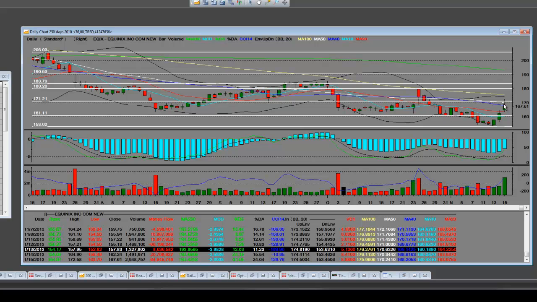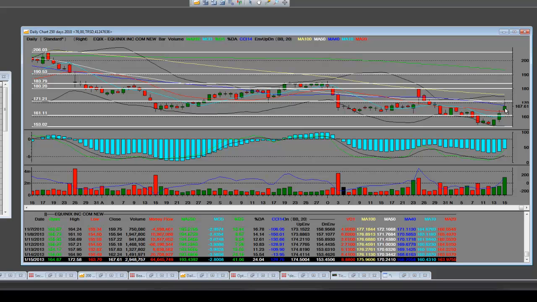However, fundamentally, they still remain a very strong company. The range of Friday's trading right here was exactly an $8.88 intraday range, which is perfect when you're buying 1,000 shares or 100 shares or whatever the share count may be.